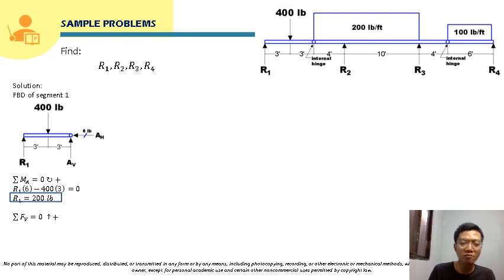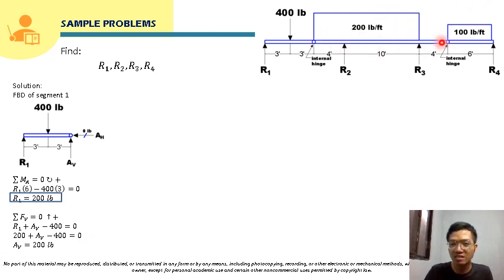Also, summing forces vertical, we will solve for AV. That will just be R1 plus AV minus 400. R1 is 200, so we can solve for AV, and that will just be 200 pounds. No need to box that because we are not solving for that. We are just solving for R1, R2, R3, and R4. This AV, we will use in the free body diagram of the second segment.